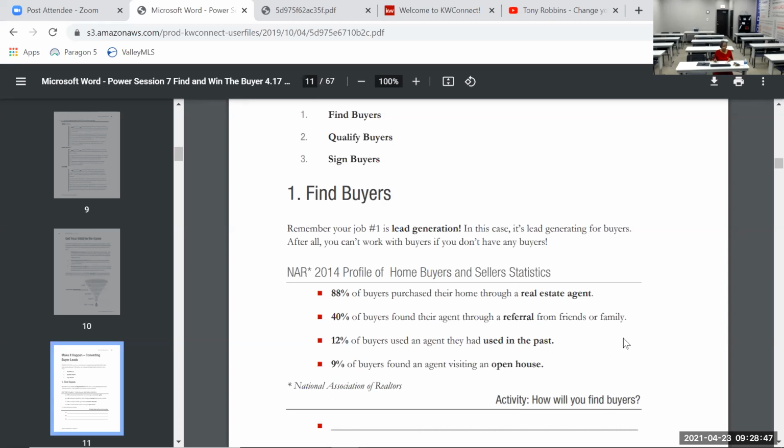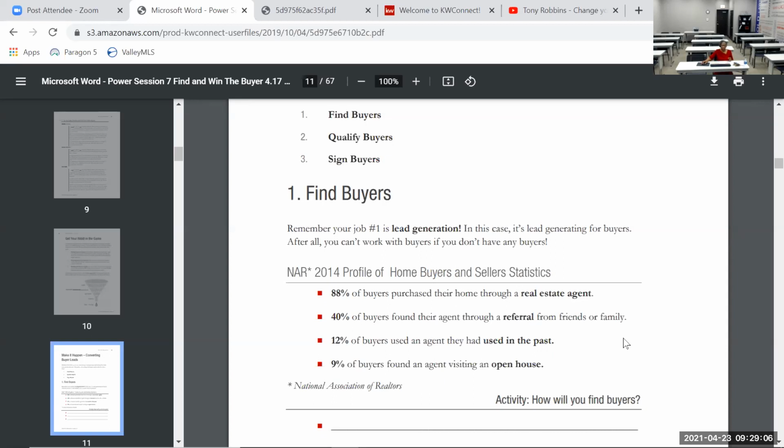But only 12% of buyers used an agent that they had used in the past. I don't know what the reason is per se, but my guess would be because the agent did not continue to follow up with them after the closing table, or it was a bad experience. And you don't want to fall into either one of those categories.